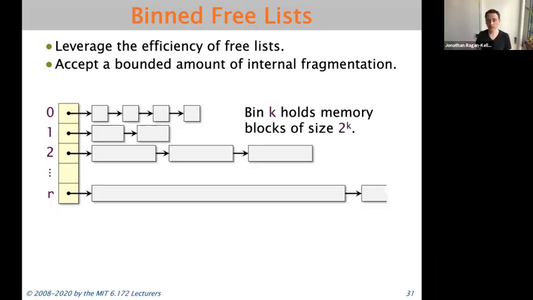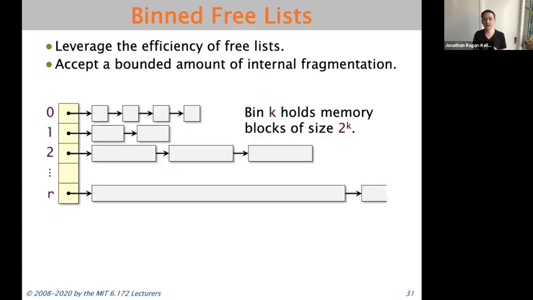So for example, a common thing you might do, we could have bins distributed by power of 2 sizes. So then bin K holds memory blocks of size 2^K, or 2^K times some base constant. That gives us a logarithmic number of fixed size lists. Some people alternatively do Fibonacci number sequence for the size of the bins or other schemes, but the basic idea is the same.